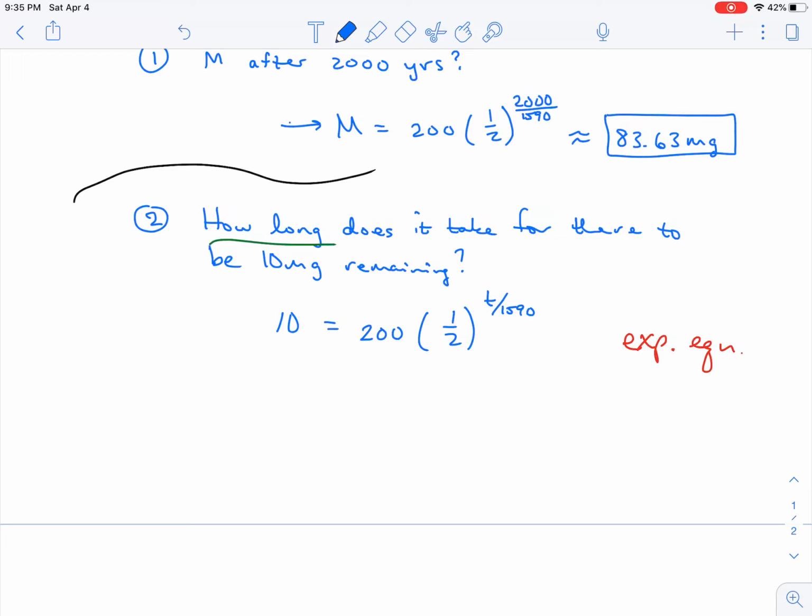Where you will arrive is that t is approximately, well, I'll write the exact. All right, so t is equal to 1,590 times log of 10 over 200 divided by log of 1/2. And this is approximately 6,872 years.